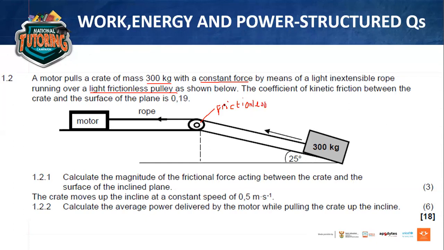Then they tell us the coefficient of kinetic friction between the crate and the surface of the plane is 0.19. You see what has been given there? The coefficient of kinetic friction. They haven't given me the frictional force. They've given me the coefficient of kinetic friction. So don't make a mistake.